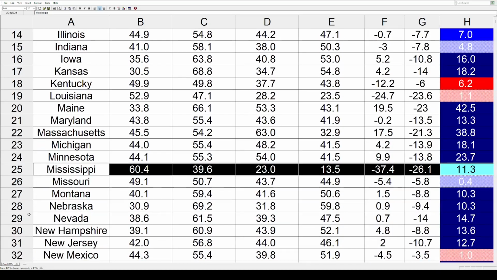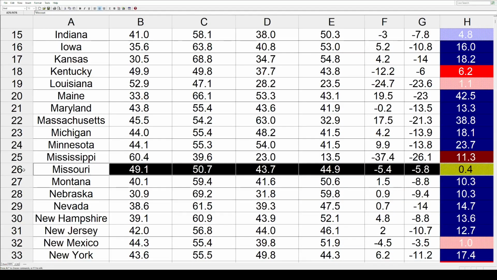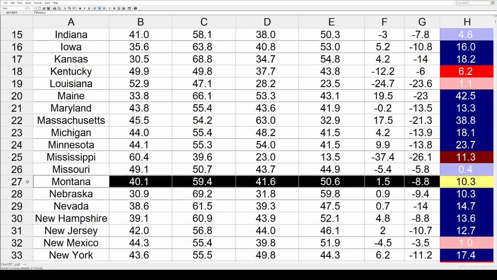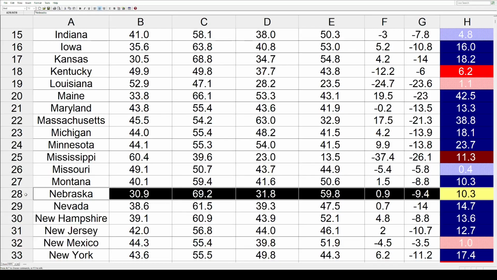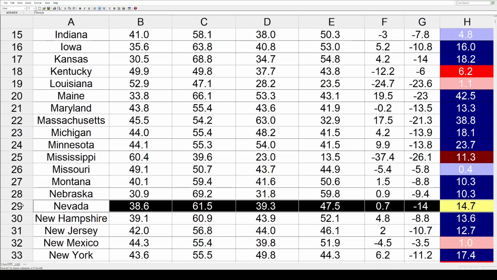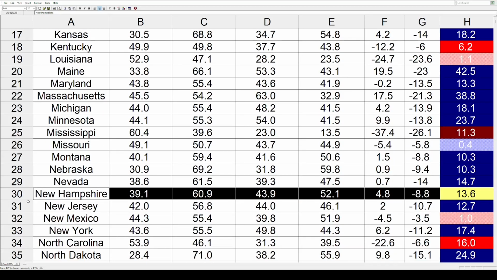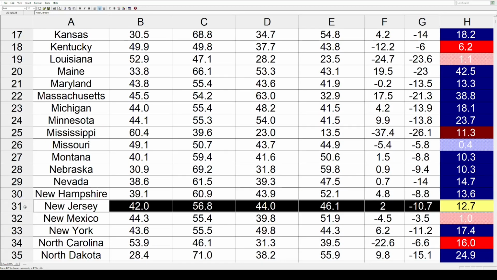Mississippi decided to go toward the GOP by 11.3. Missouri, almost no change there, 0.4% toward the Democrats. Also toward the Democrats, we've got Montana by 10.3. Exact same margin of 10.3 in Nebraska. Nevada got a shade bluer than that by 14.7. Also in New Hampshire by 13.6. And in New Jersey by 12.7.